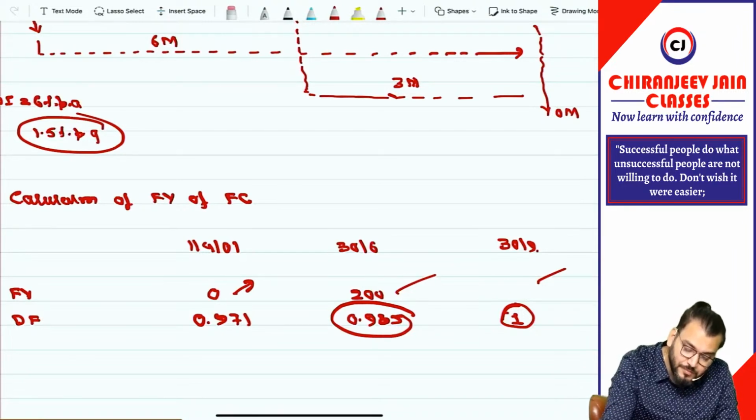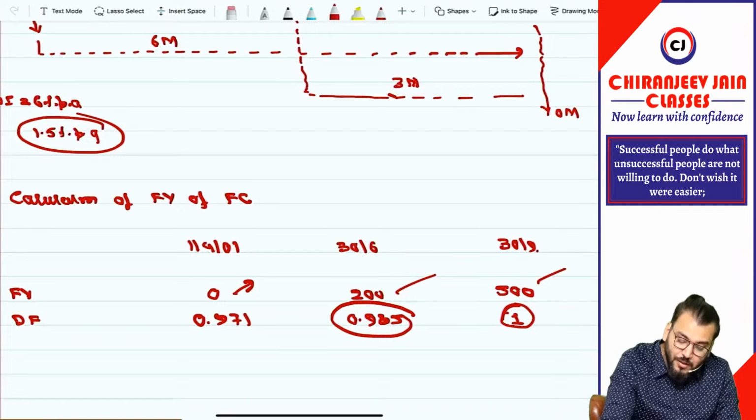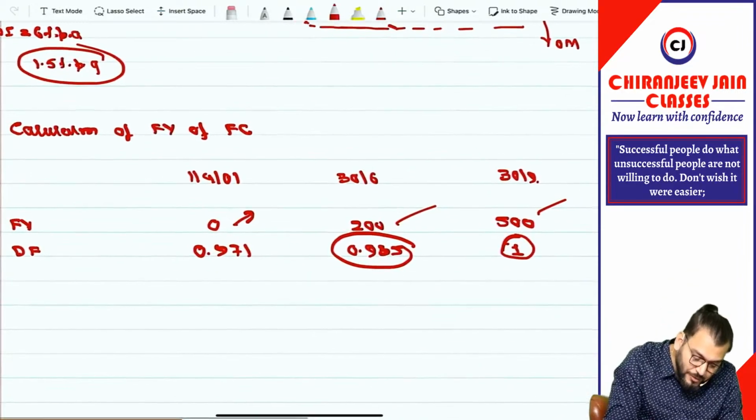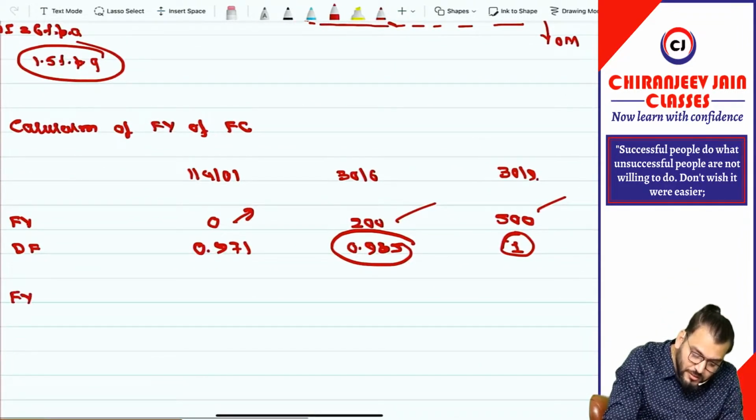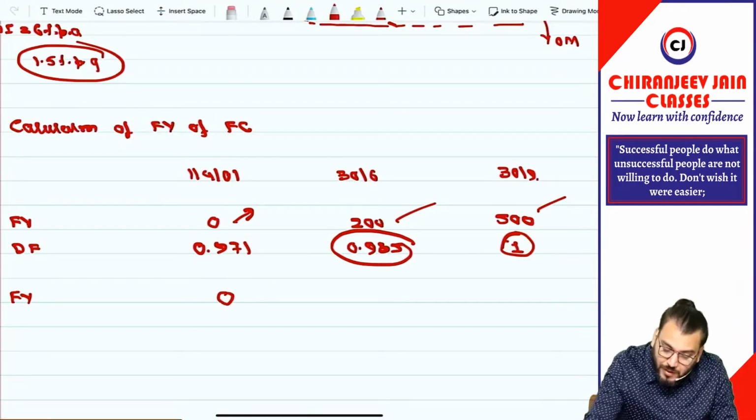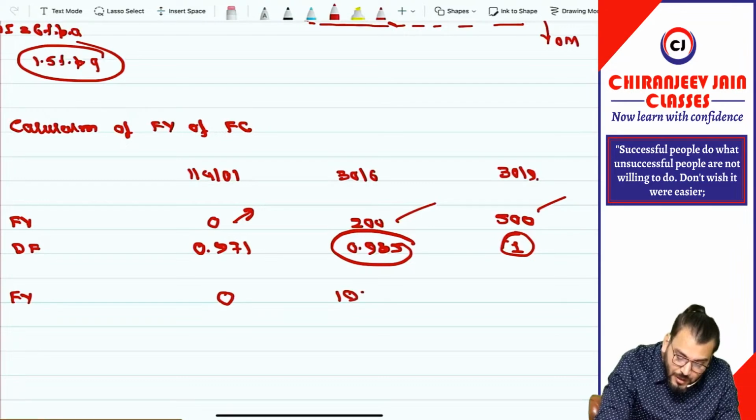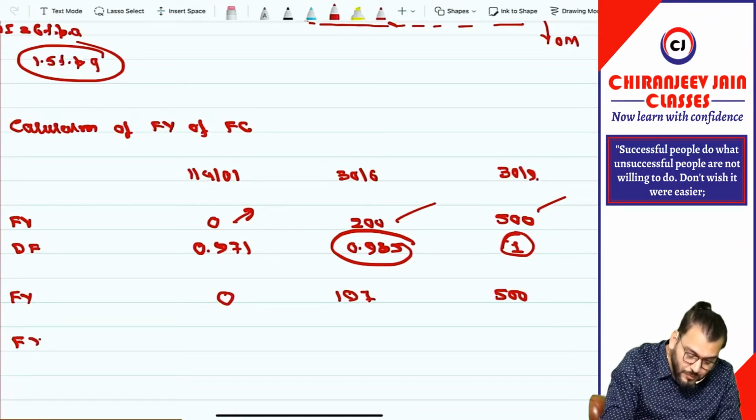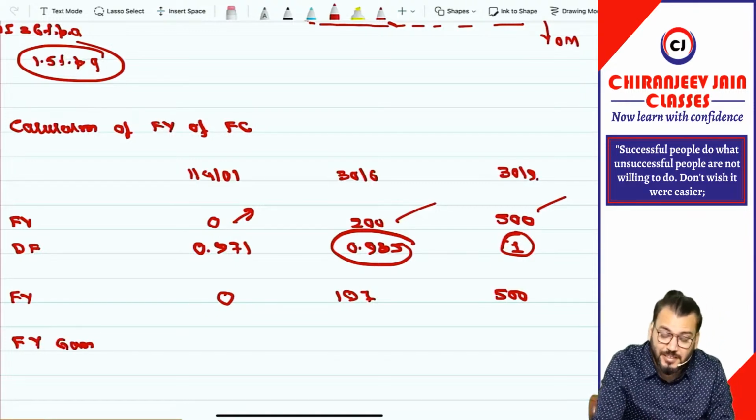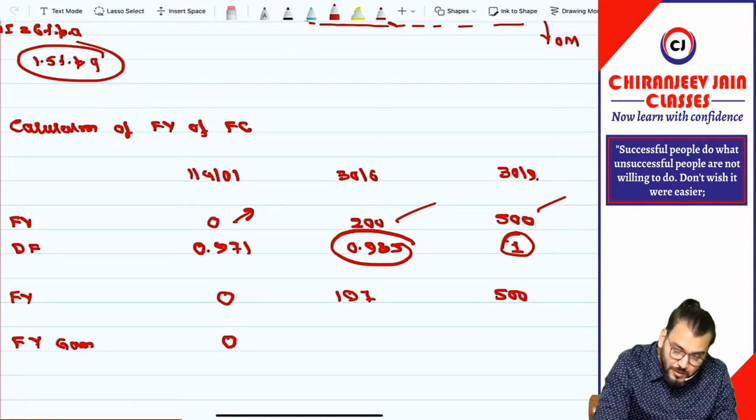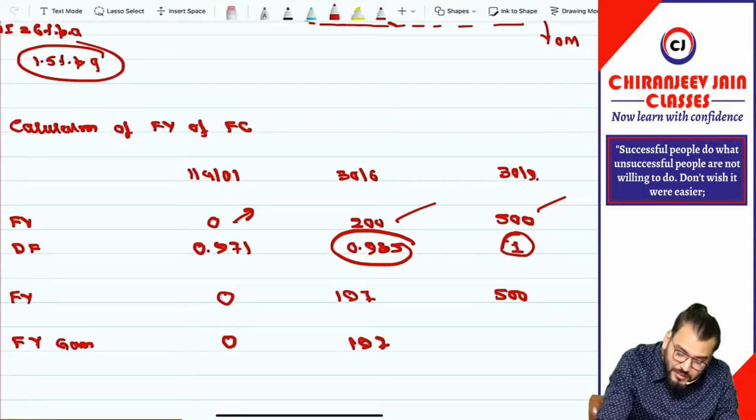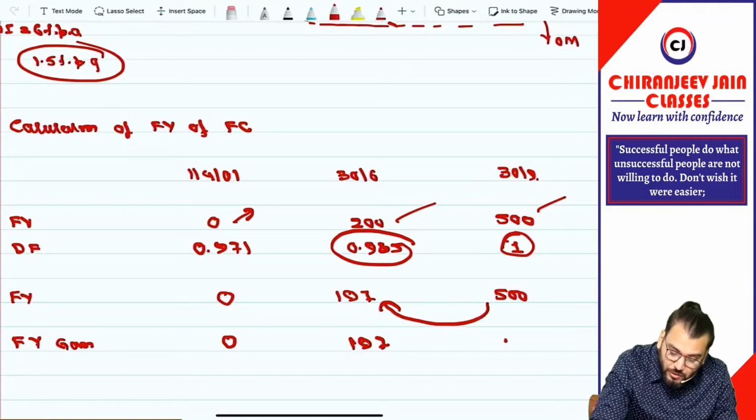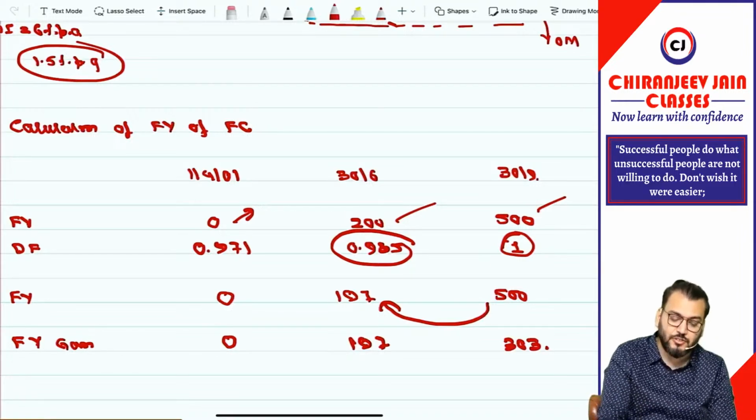This is 500, sorry. Now you can easily calculate the fair value. After discounting, this is 0. This is 200 into 0.985, which is equal to 197, and this becomes 500. So what is the fair value gain or loss? Because the fair value is increasing, it is a gain. Initially it is 0, then 197, and this difference is 303. This becomes a gain. Understood?